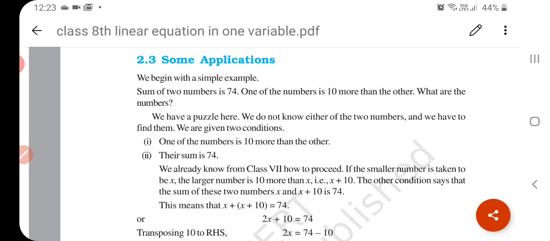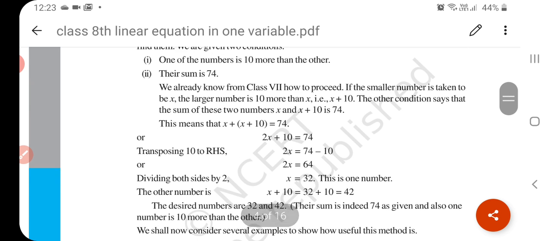Okay, we begin with a simple example. See what is the example? 2x plus 10 is equal to 74. Okay, see, the transposing method is the shortcut of the balancing method. Only what we do in the transposing method is, whatever the number or sign is on the left hand side, you have to transpose it to the right hand side, so the sign of the number will be changed. Okay, understand? So let's see how we transpose the number.